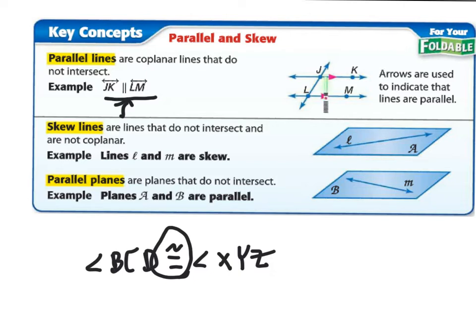And notice here that I have these darkened triangles, the arrows used to indicate that the lines are indeed parallel.